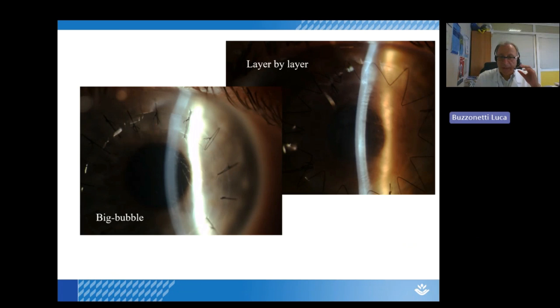But in some cases, especially if there are some scars or deep opacity, it could be difficult to achieve a bubble. So a layer by layer technique could be indicated. And the main difference is related to the quality of the interface. On the left side, you can see the cornea after a big bubble DALK, and on the right side, a cornea after a layer by layer DALK.